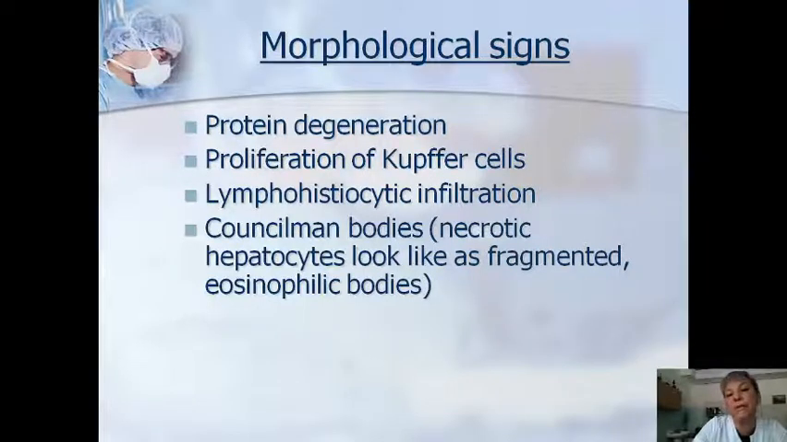What are the morphological signs? On histological examination, we see special characteristics of viral hepatitis A. At first, protein degeneration, parenchymatous hydropic degeneration, proliferation of Kupffer cells, lymphohistiocytic infiltration, and specific changes, Councilman's bodies. What are these? Necrotic hepatocytes that look like fragmented eosinophilic bodies.